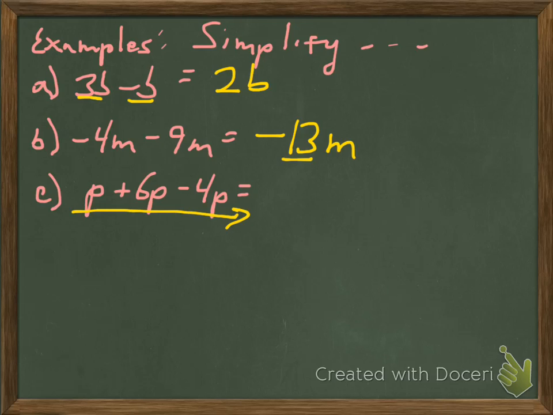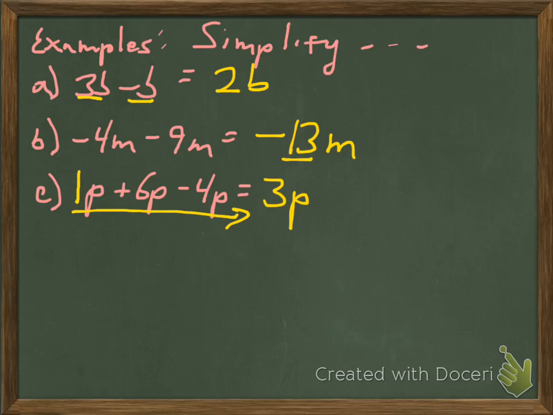Let's just go from left to right. So if I have a pea, think about an actual plain old regular garden pea on your plate at lunch today. p plus 6p is a total of 7 p's, and again there's a hidden coefficient in front of the p. So 1 p plus 6 of them is 7, and 7 minus 4 leaves us with 3p. And that's how we simplify expressions, by combining like terms.